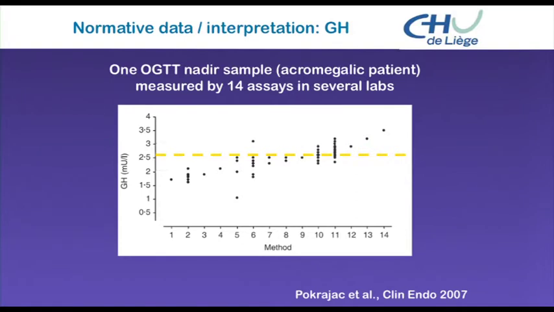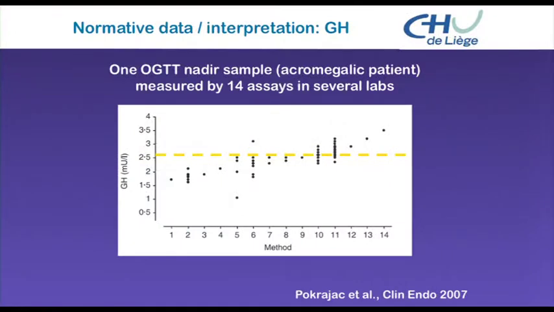Let's talk about the reference range. And here is the oral glucose tolerance test in an acromegalic patient measured by 14 assays in different labs with a single cutoff of 2.5. And here, according to these labs, this patient will be cured, whereas this one may not be the case here. So indeed, if you use the same cutoff, you will have different clinical responses if you are using different assays.